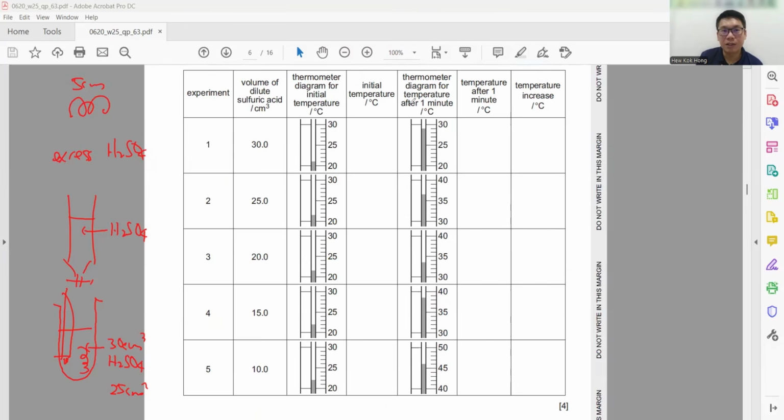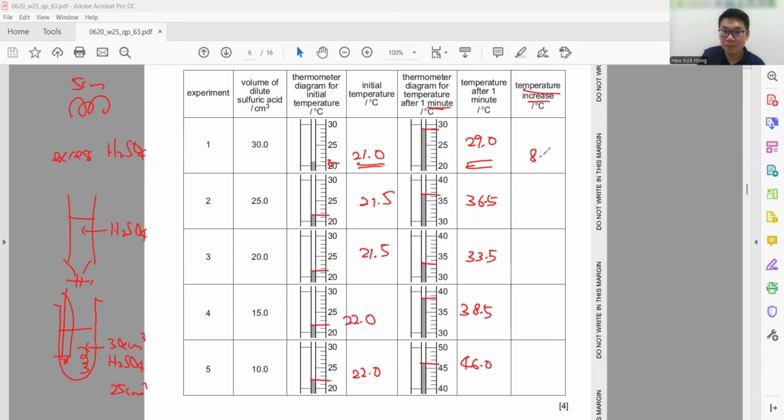So you just read the thermometer diagram for the initial temperature. We check the initial temperature first. This is 21.0. This is 21.5. Then the thermometer for the temperature after 1 minute. Please use a ruler to check the accuracy. Then the temperature increase. Like this, then we gain these 4 marks. And then using this info, we will sketch a graph.